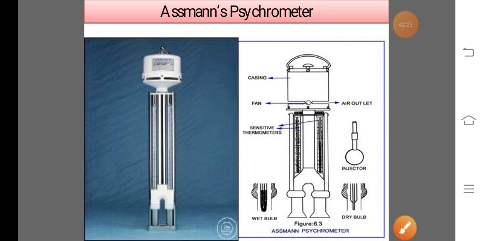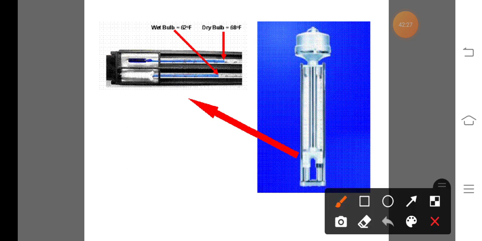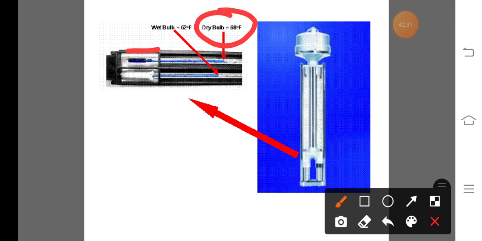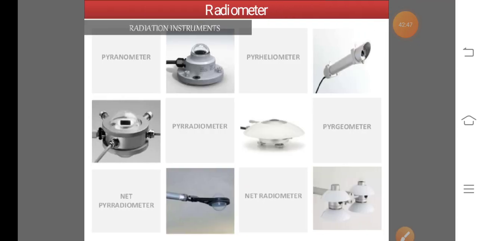In this Assmann psychrometer, one dry bulb and one wet bulb thermometer are present. See, this is the dry bulb, and see, this is the wet bulb thermometer. That means the components of the Assmann psychrometer are the dry bulb and wet bulb thermometer. It is also used for recording of relative humidity by using dry bulb and wet bulb thermometer readings.